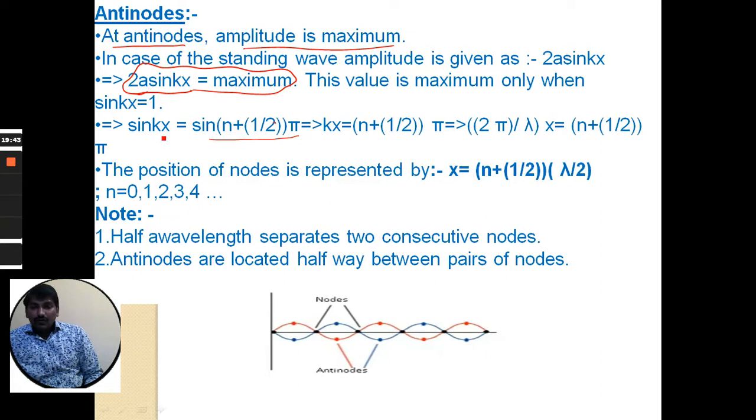So the sine term gets cancelled. I have only the term kx equal to (n plus 1/2) into pi. As usual, k is the wave number and x is the displacement of the wave. The position of the wave is described in a stationary wave. From there, if I rearrange the equation, I have written 2 pi by lambda, pi I have sent to that side, then it becomes 2 pi by lambda into x equal to n plus 1/2.